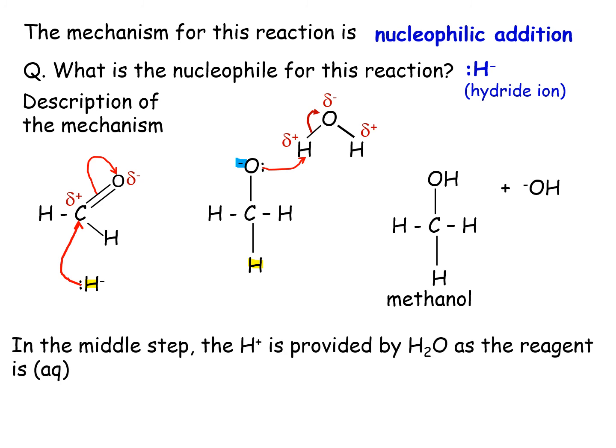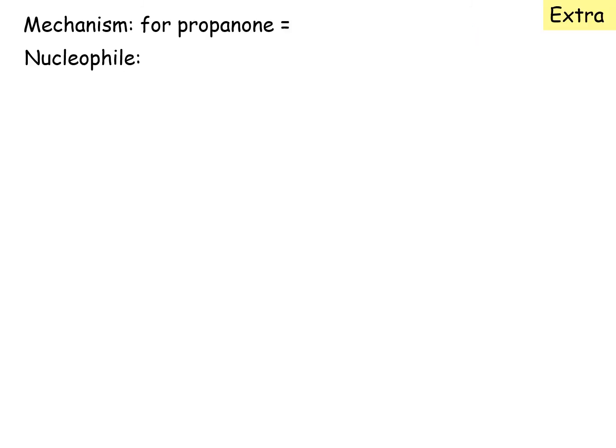In the middle step, we've got that H plus, or delta plus H, really has been provided by the H2O. Now you will see it in some textbooks provided as an H plus, but the preferred answer here for the reduction reaction is to get that second hydrogen from the water. Here is propan-2-ol.